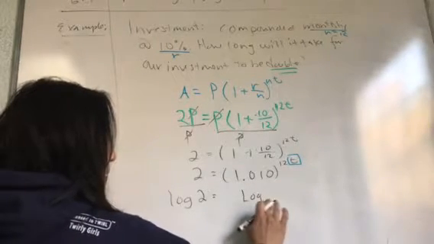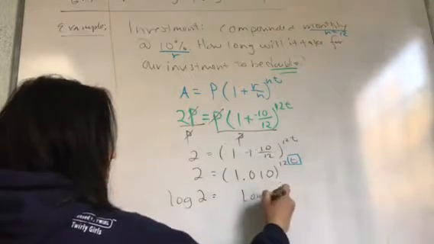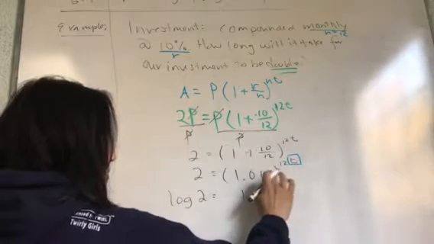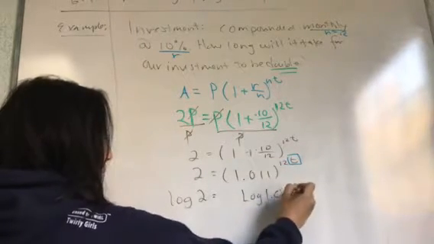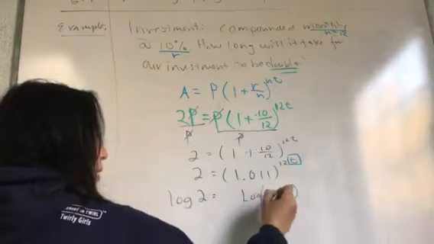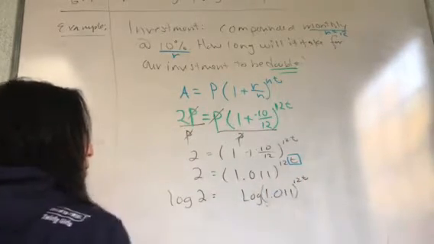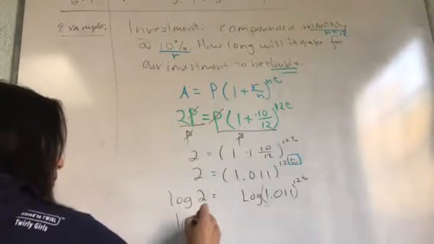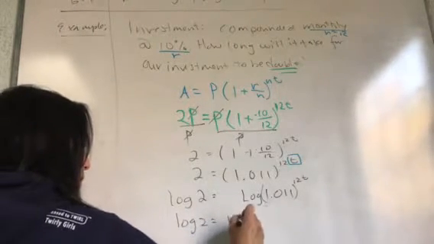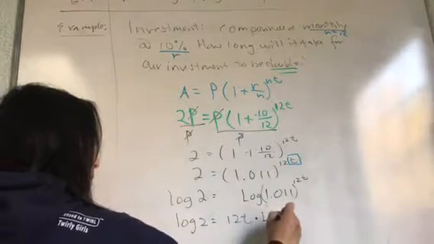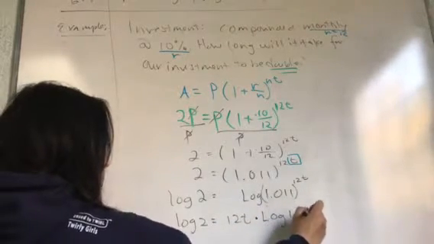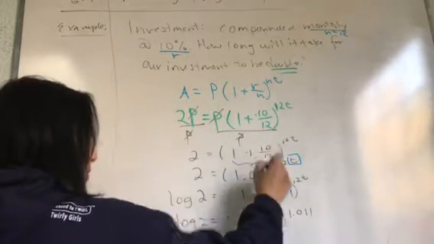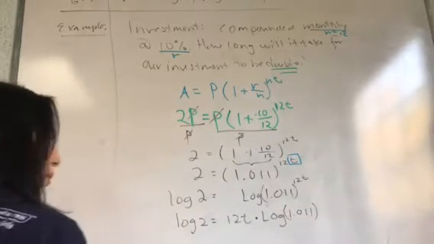I'm not going to write that in. You'll double check this number, 1.01. Let's just say 0.11, I don't know, all right, to the 12t. And because of the power property, we can move it to the front. So we have log of 2 is equal to 12t times log 1.011, or whatever this number turns out to be, because you're going to double check it.